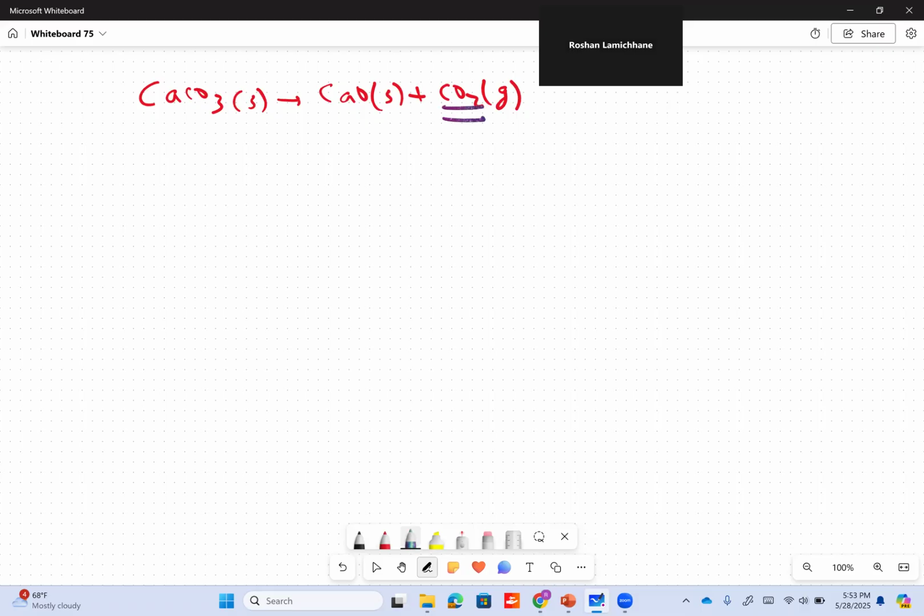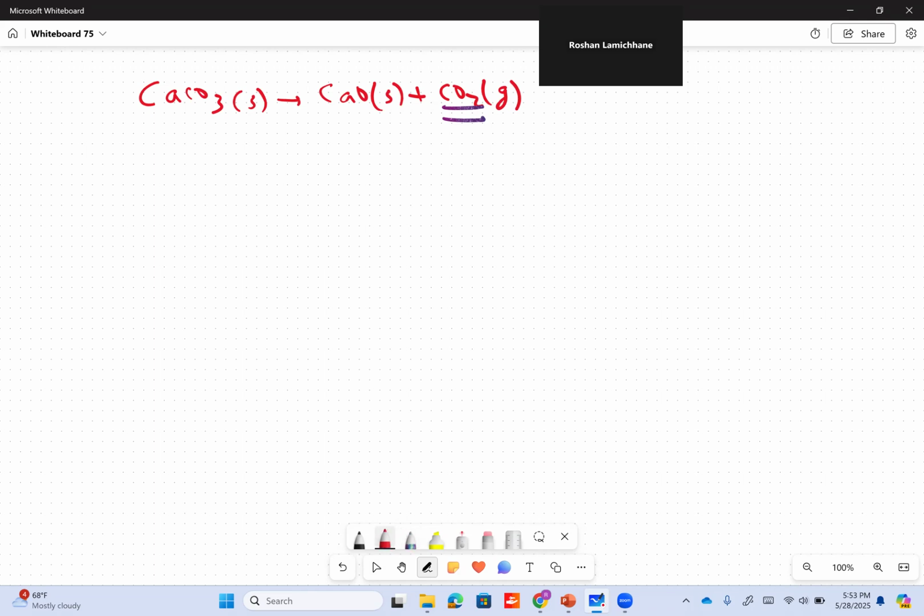Because first thing, as soon as I see this equation, I make sure that it's balanced. If it's not, I'm going to balance it. It looks like the reaction is balanced. One calcium atom on my reactant side, one calcium atom on my product side, three oxygen atoms on my reactant and product side as well. So this reaction is balanced. Same thing with carbon.